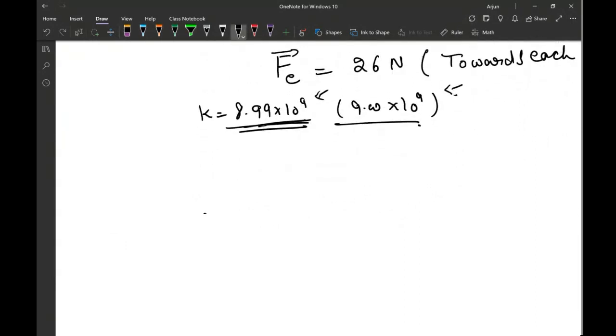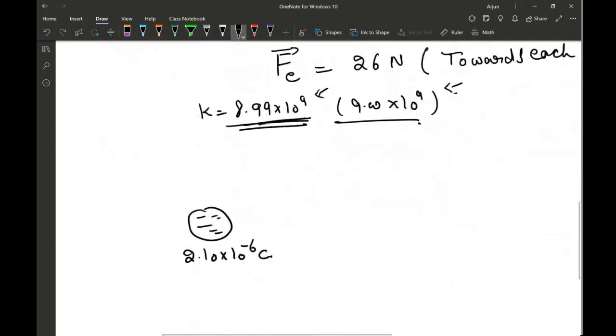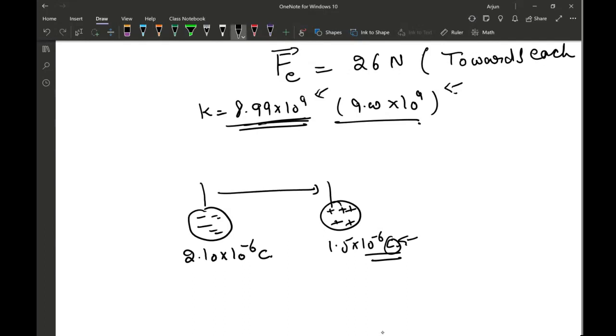So let's say there are two charges. One charge, again a negative charge, is equal to 2.10 times 10 raised to power negative 6 coulombs. And charges are always in coulombs. Just remember the unit of the charge is coulomb. The other charge is a positive charge, and the magnitude of this charge is 1.5 times 10 raised to power negative 6 coulomb. The distance between these two charges is 3.30 times 10 raised to the power negative 2 meters.